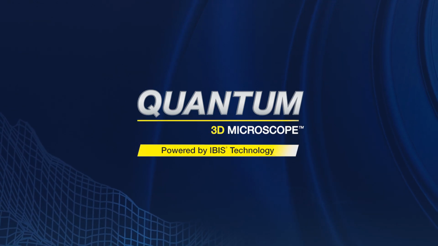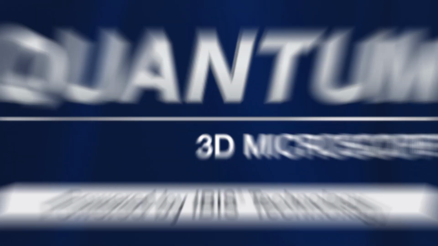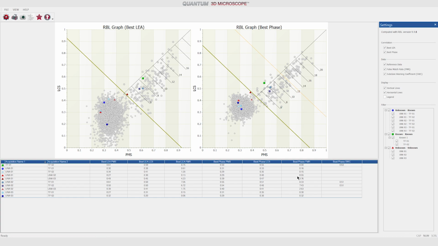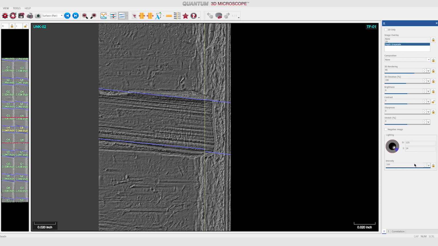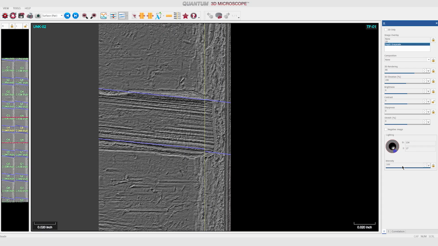The Quantum 3D microscope combines all these technological innovations. It provides firearm examiners with the best 3D visual and quantitative analysis tools for objective conclusions. Leveraging proven IBIS technology, Quantum uses a custom-designed 3D sensor and comparison viewer.